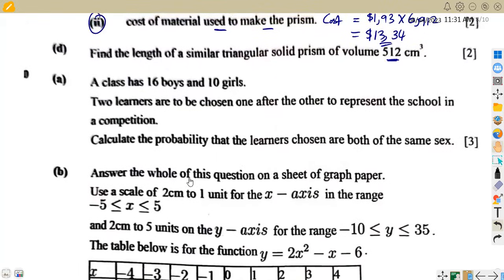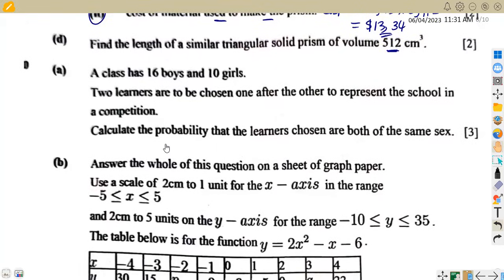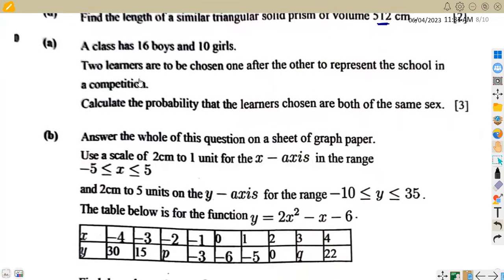Then question number 10: we have a class of 16 boys and 10 girls. Two learners are chosen at random, one after the other, to represent the school in a competition. Calculate the probability that the learners chosen at random are both of the same sex. So we want the condition that these two learners are of the same sex.